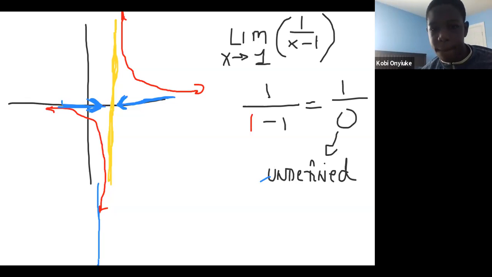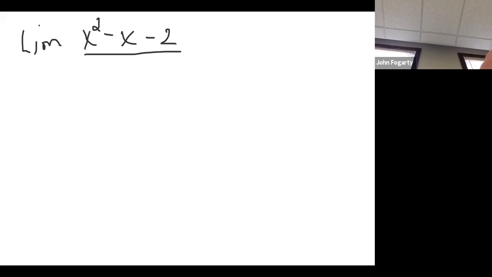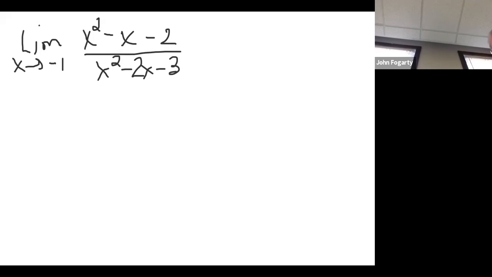It is. All righty. And then finally, sometimes when we direct substitute, we don't get a number over 0. We get a 0 over 0. So for example, what is the limit of the function x squared minus x minus 2 over x squared minus 2x minus 3 as x approaches -1? All right, so you have a rational function there.